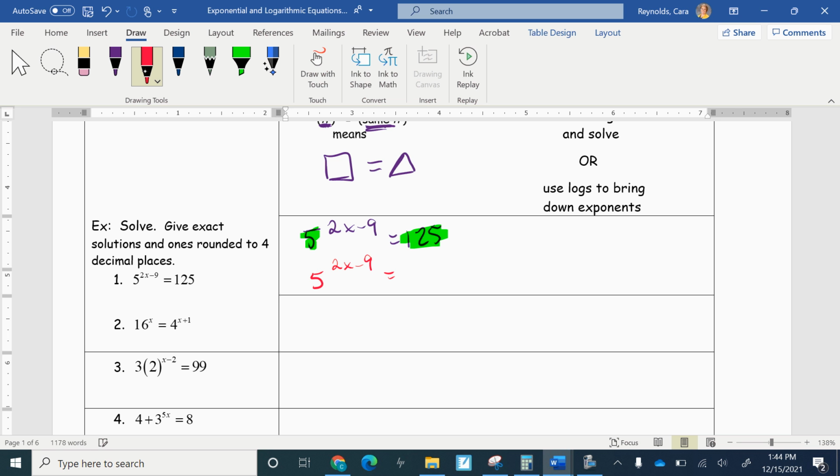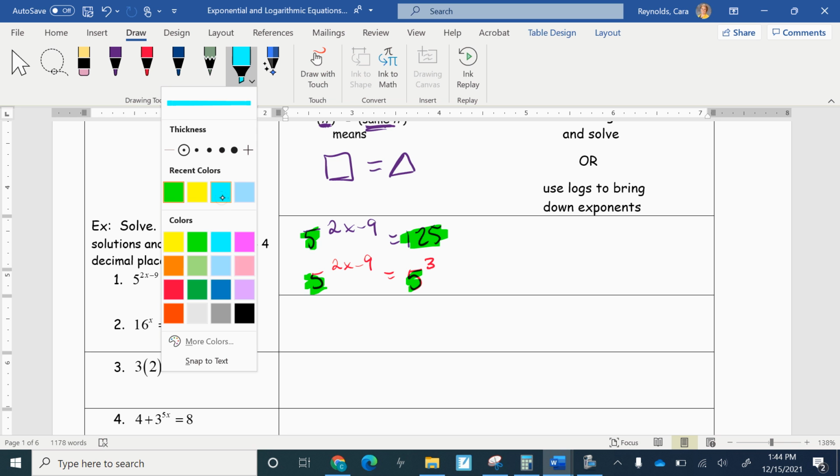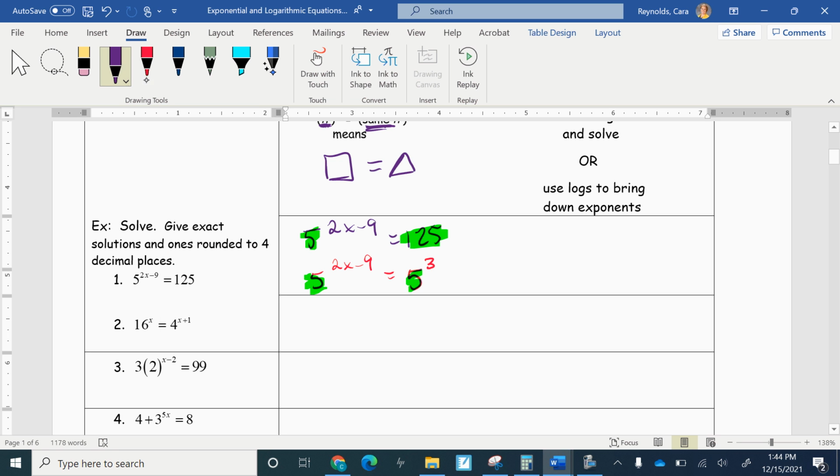And so we're going to rewrite 125 as 5 to the third. As soon as you get these two numbers to be the same, then that automatically implies that the exponents are also the same. And so 2x minus 9 is equal to 3. And then from here, you can just use regular linear algebra to solve. So we add the 9 over and then divide by 2. And so x equals 6.